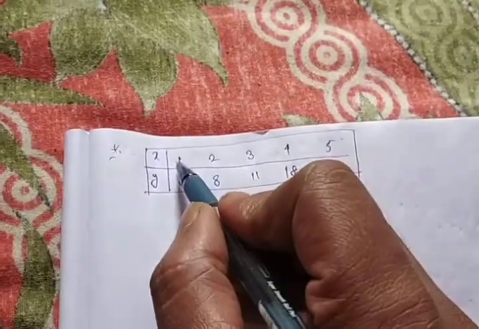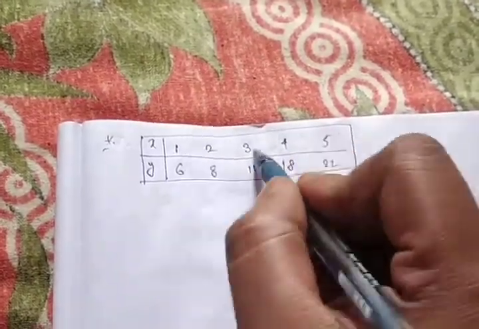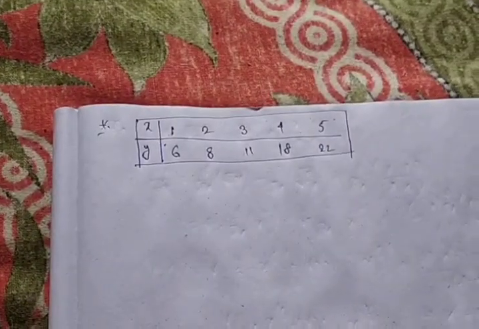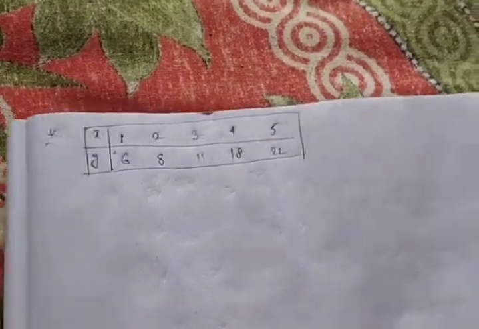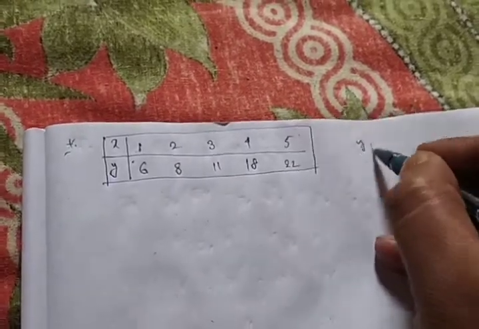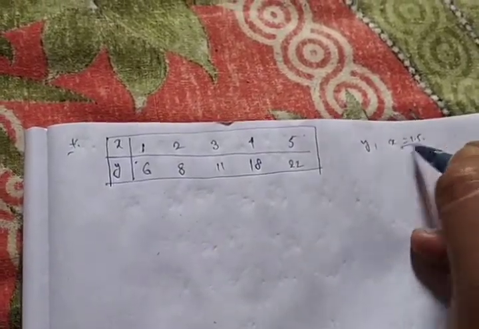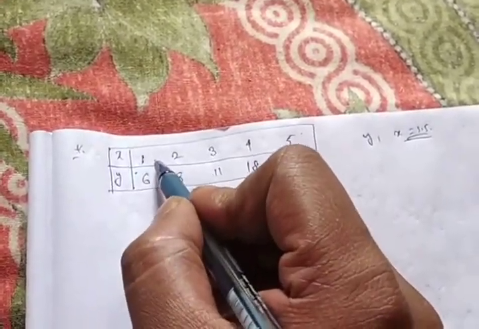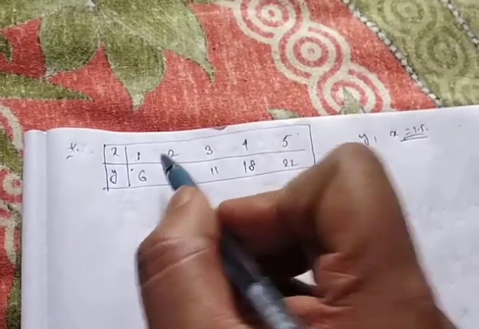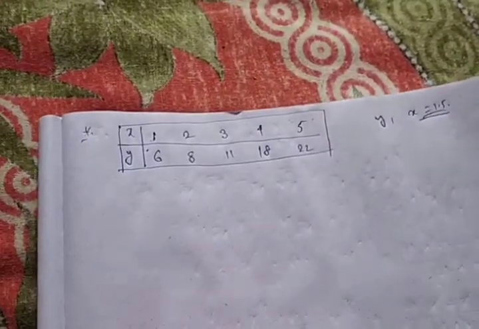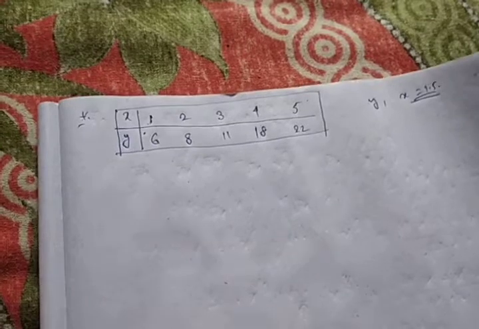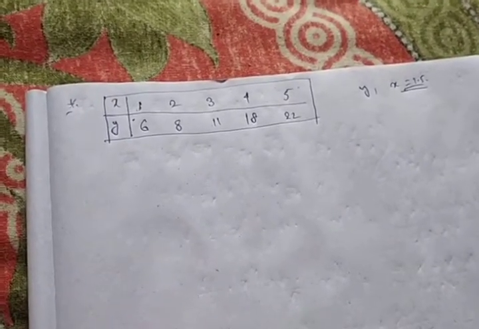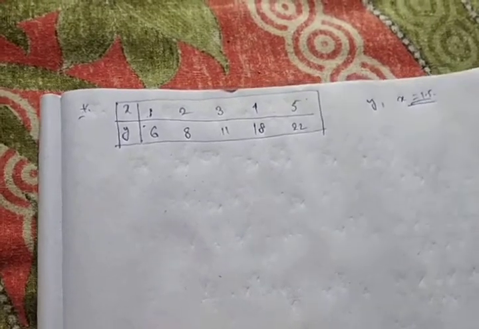Now we see that the values of x are in equidistant form. 1, 2, 3, 4, 5 are in equidistant form. Now we have to find the value of y when x equals 1.5. Now we see that 1.5 lies between 1 and 2. That is the beginning of the table. So we can use the Newton forward interpolation formula. To use it, first we have to construct the difference table.